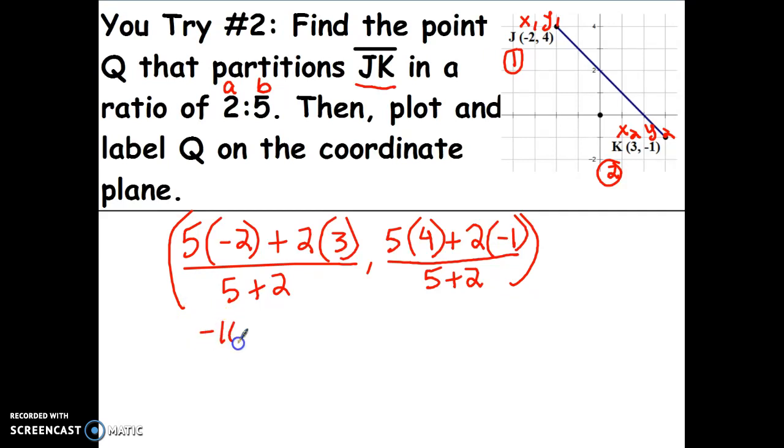5 times negative 2 is negative 10, plus 2 times 3 is 6. Hopefully you're looking good so far. 5 times 4 is 20. 2 times negative 1 is negative 2. All over 5 plus 2. Oh, but I could have simplified that 5 plus 2. I'm sorry. So let's go ahead and add that together. So 5 plus 2 is 7.